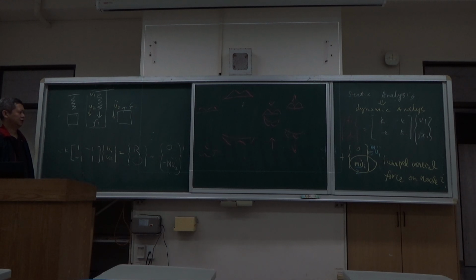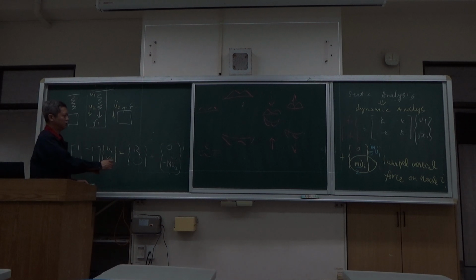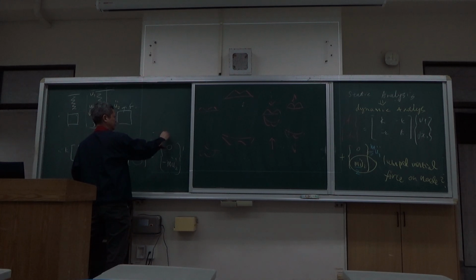And this inertial force is 0 minus m U2 double dot. Supposedly, if there is mass on top, you should write it as well. So another way of writing this is 0, 1, U1 double dot, U2 double dot.